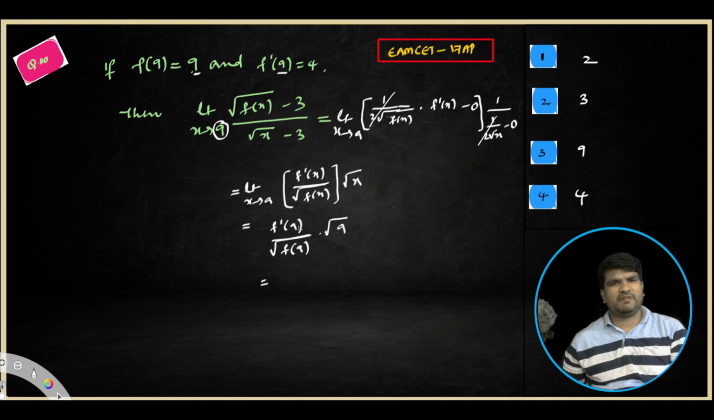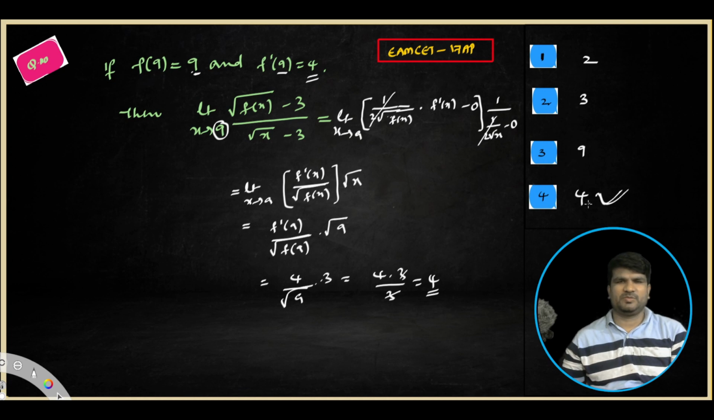Now if you apply the limit, f dash 9 divided by root f of 9 into root 9. f dash 9 is given as 4. Root over f of 9 is root 9, which is 3, into root 9 is 3. So 4 into 3 by 3, the 3 cancels. Our answer is 4. So the fourth option is the right option.